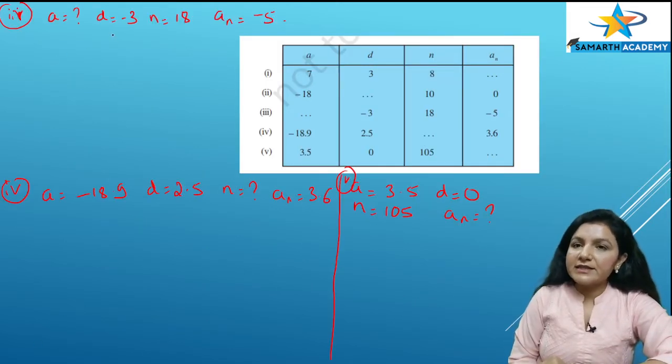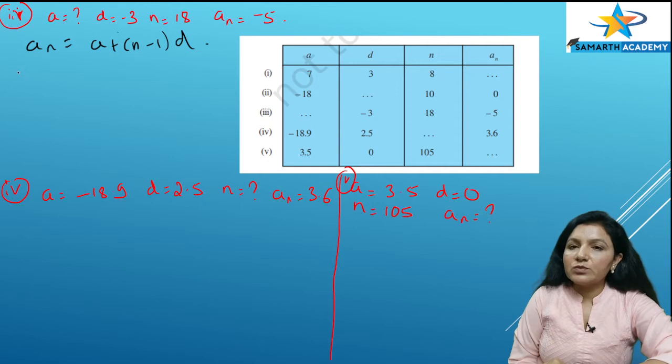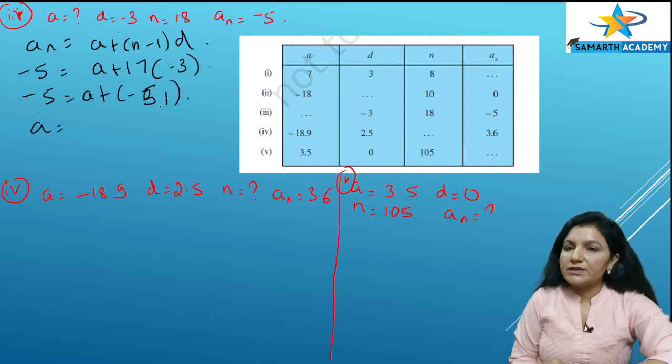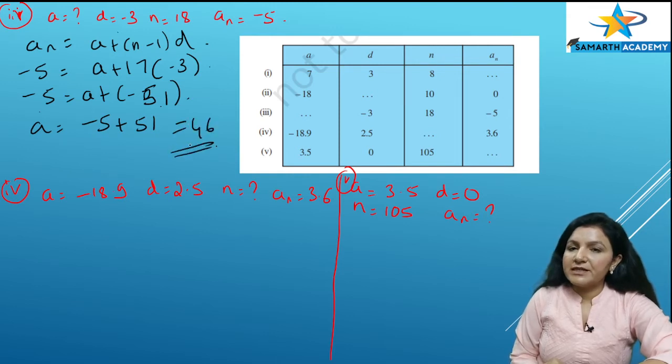Question 3, A is asked, D is equal to minus 3, n is equal to 18, AN is equal to minus 5. So we know the formula AN is equal to A plus n minus 1 into D and we'll substitute the given values. Minus 5 equals A plus 18 minus 1, 17 into D. D is minus 3. So minus 5 is equal to A plus 17 into minus 3, which is minus 51. So A equals minus 5, sending minus 51 that side, it becomes plus 51. So minus 5 plus 51, which is 46. The first term is 46.